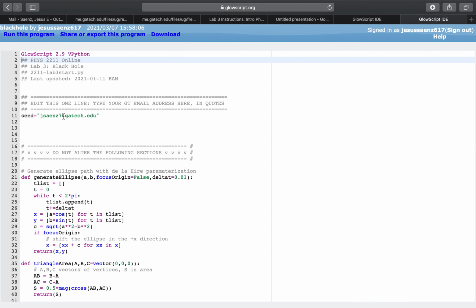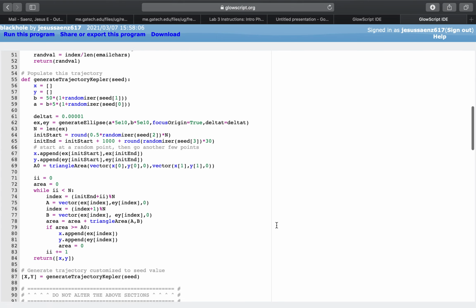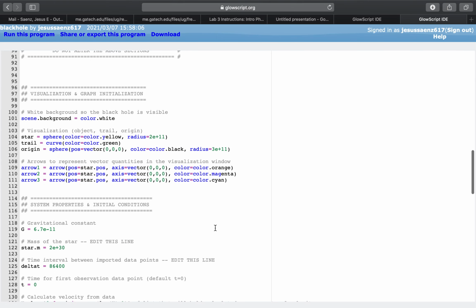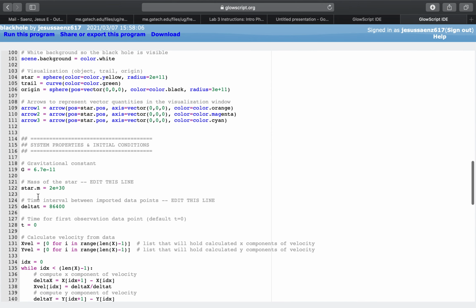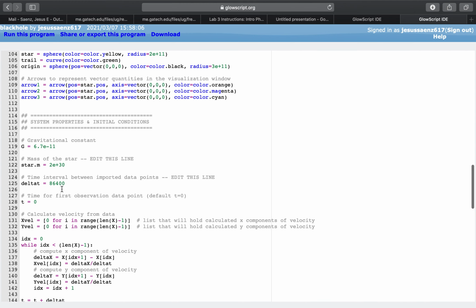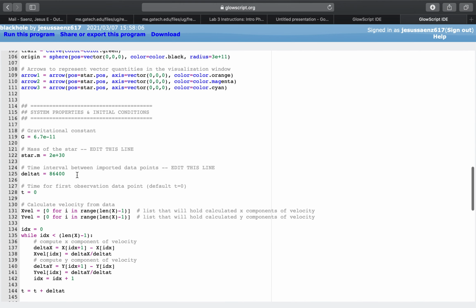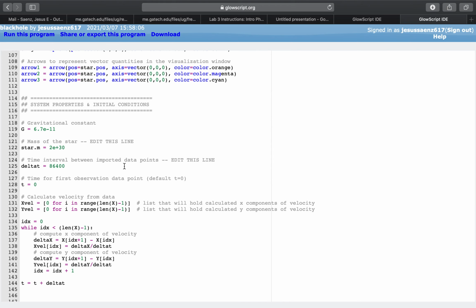So first, you have to change the seed. You're going to put in your email, but more importantly, we're going to insert the gravitational constant 6.7 times 10 to the negative 11th, the mass of the star, which is 2 times 10 to the 30th, and then the change in time, which is 86,400 seconds.